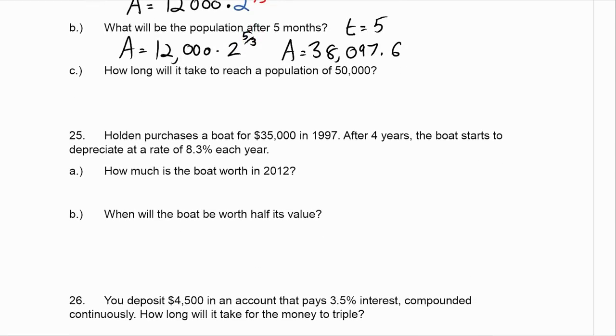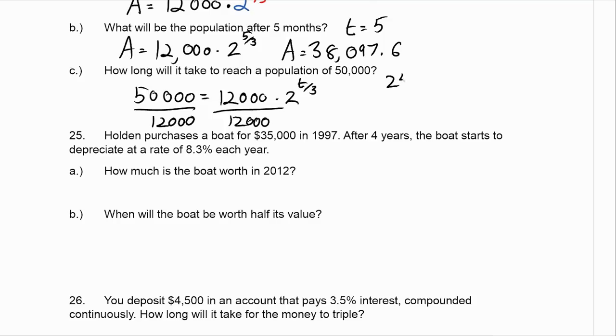And part C, how long will it take to reach a population of 50,000? So we take the 50,000 and put that on the end, because that's the final population we want it to be. 12,000 still goes here, times 2 to the t divided by 3. Now the idea in this problem is we're going to be solving for t. So divide both sides by 12,000. Now I could get a decimal here, but what I would prefer is just keeping it as a fraction. So I get 25 over 6 is equal to 2 to the t divided by 3.